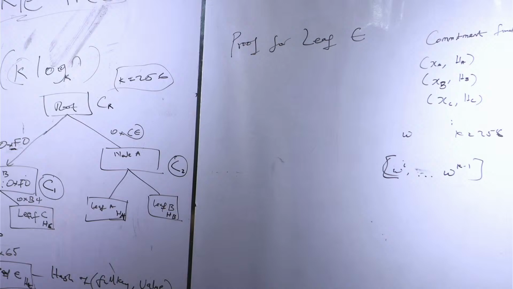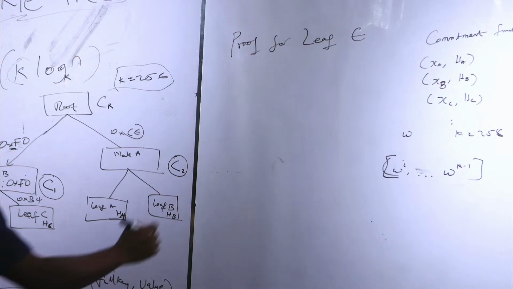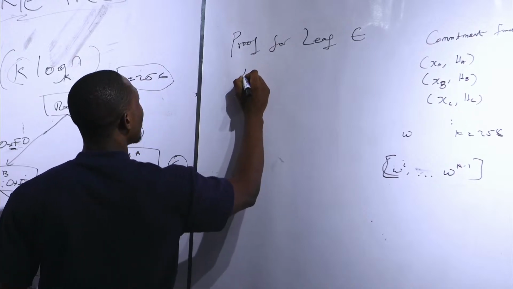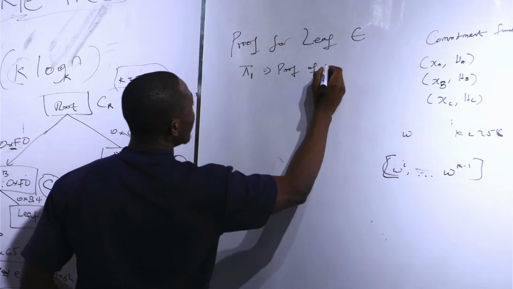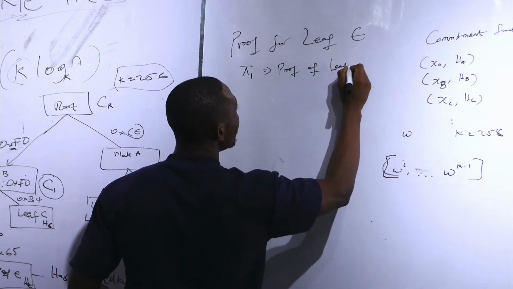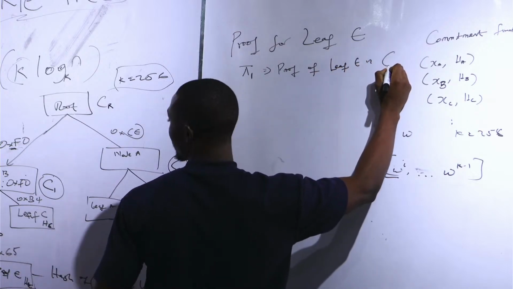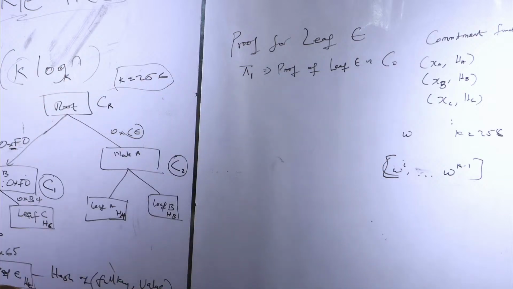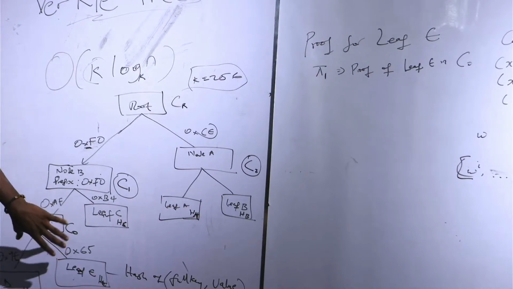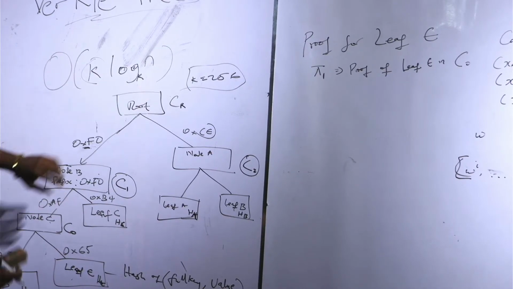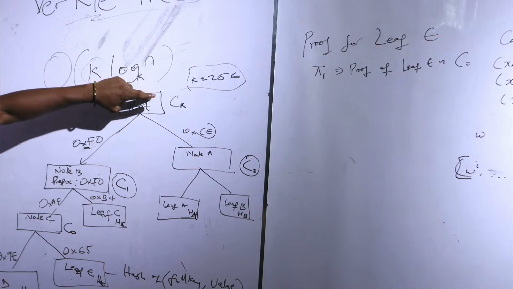If we want to generate the proof for leaf E, we need a proof for the presence of this leaf inside this commitment node C. So let's say that was pi 1, C naught. Now we also have to generate proofs to reach the root node. Now we need to prove that everything in this path is present inside the root node.